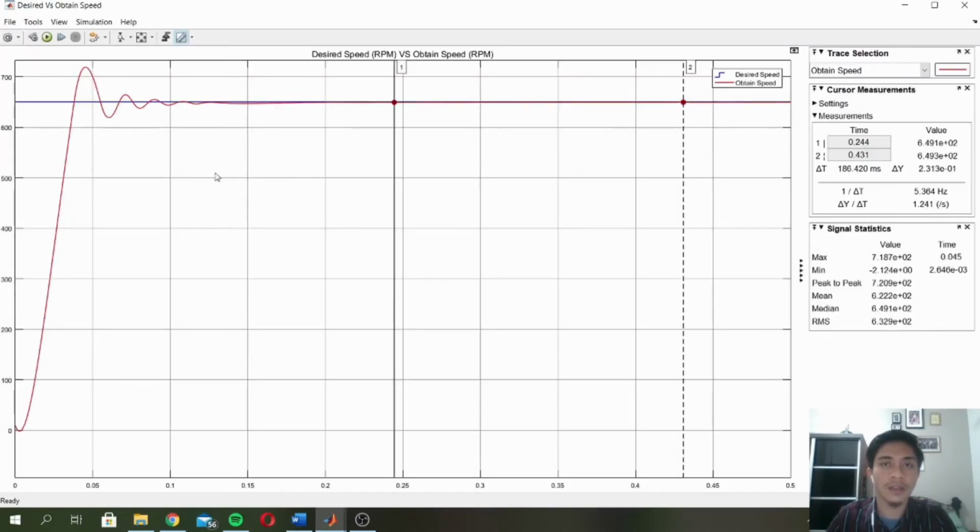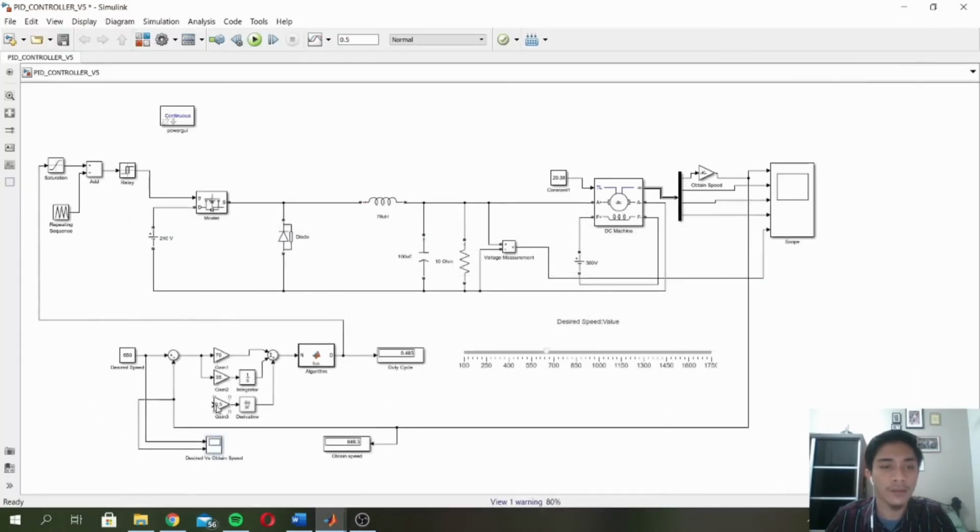Okay, this is the result after we add the value I, 35, I integration. The obtained speed is now close to 350 RPM, which is 349 RPM for obtained speed, and our desired speed is 350 RPM. But the problem is the overshoot here and the other term here. So to reduce the overshoot and other term here, we need to add the derivative value. The value of derivative is now set at 0.5.